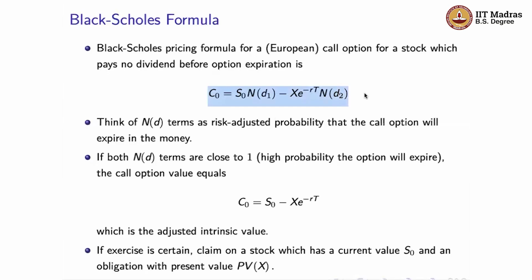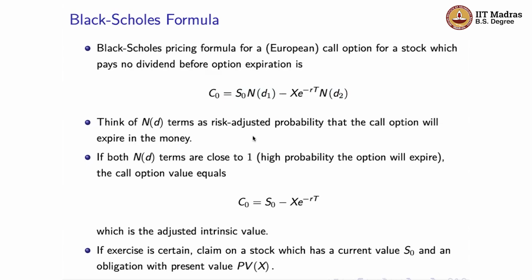And one way to go about thinking about how to interpret this formula, and this is going to be just a bit intuitive because we do not have the mathematical tools to get into details of how this formula is derived. So this is just to give you an idea. So think of these two N(d) terms that you see here as basically the risk-adjusted probability that the call option is actually going to expire in the money, right? So remember, expire in the money means that you will execute it once at the expiration date, right?